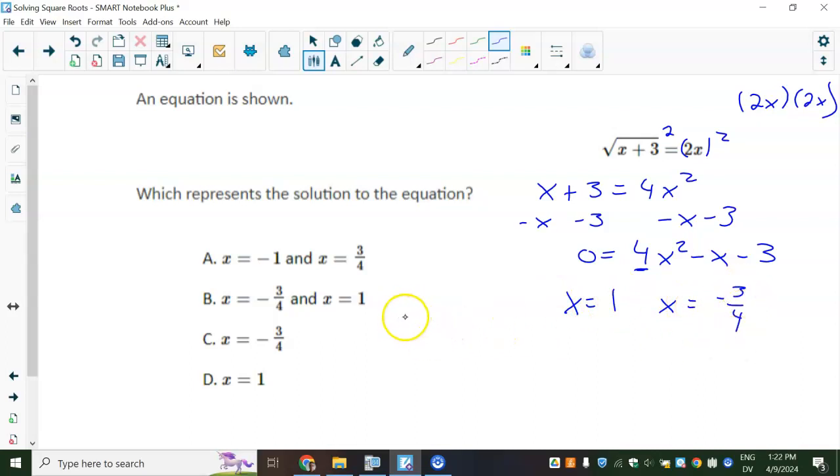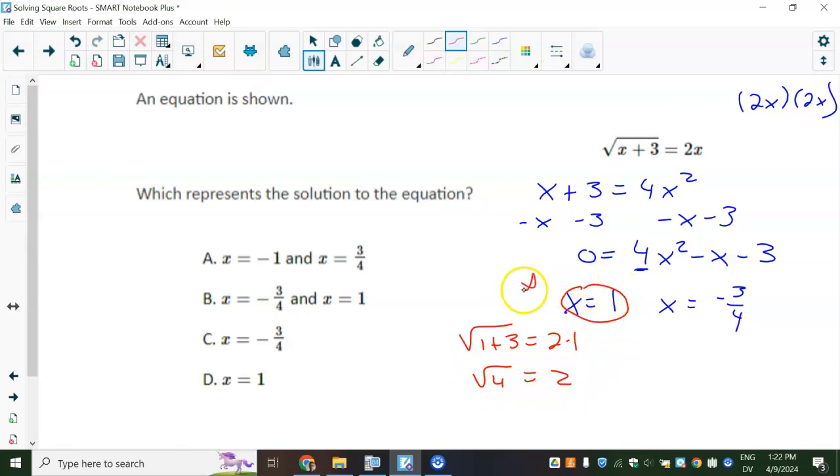Okay, and so then the only thing is, again, we've got to check them for extraneous. So if we check the 1 quick, let's see. If I put in 1 here, we'd have the square root of 1 plus 3. And does that equal 2 times 1? So root 4 does equal 2. So this one definitely checks out. This one's a good answer.